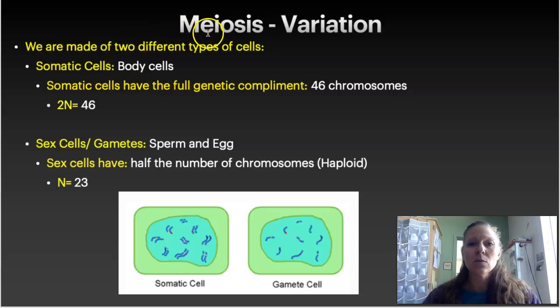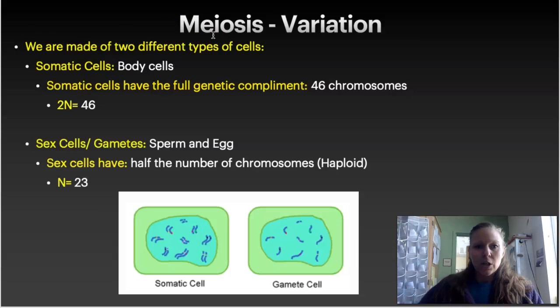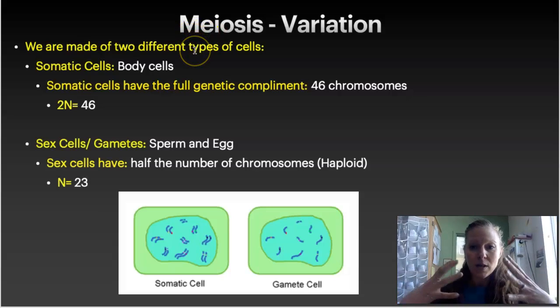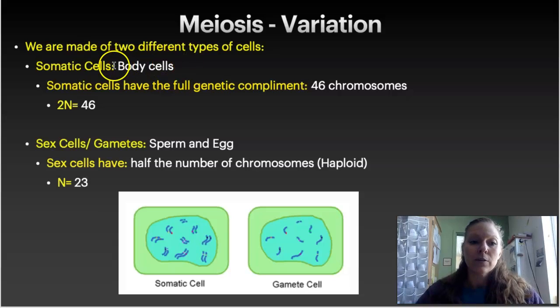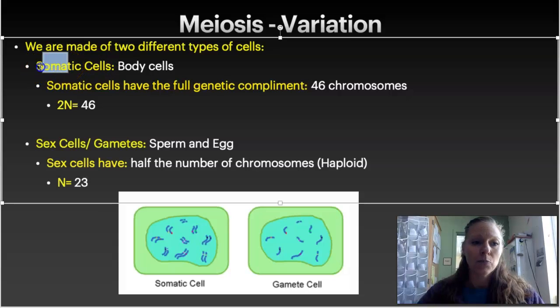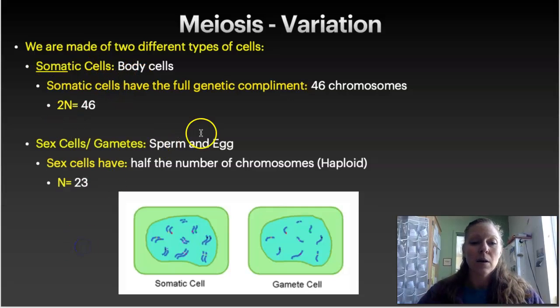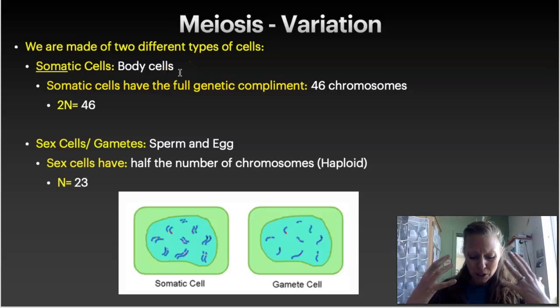So here, let's go over some vocab. Starting off, let's talk about humans. We humans are made of two different types of cells. The first one is body cells. All of the cells in your body are called somatic cells. The prefix soma means body. So when you hear somatic cells, that means body cells. Pretty much all of the cells that you can think of, your arm cells, your muscle cells, your brain cells, those are body cells. They make up your body.